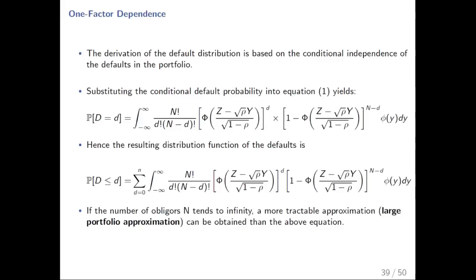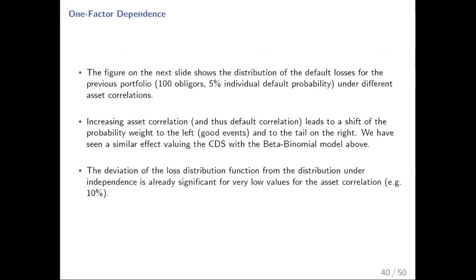Simply because of this observation that if I know y, conditional on observing y, the only difference between firms is a normal shock. However, how we evaluate that normal shock depends on the rho. So rho, the sensitivity of the obligor's assets to this common factor, is going to affect the probability of the number of defaults. And the question is, how does it affect the probability of the number of defaults?